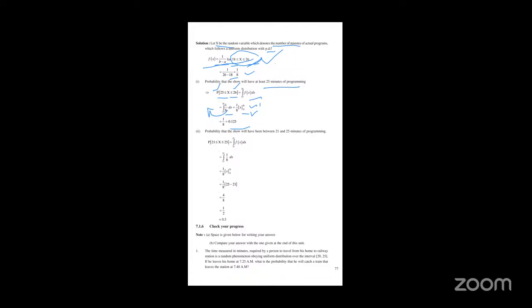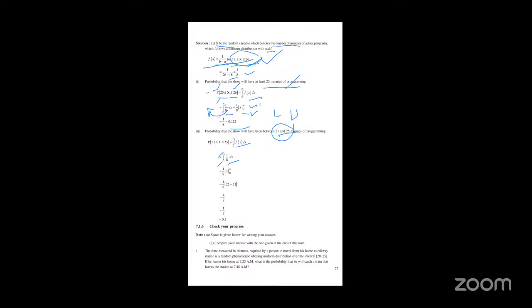At least 25 minutes. So what is the second question? The probability that the show will have between 21 and 25 minutes of programming. What is the probability of 21 to 25 minutes, if it is in between that? So what we need to take is this as a lower limit and this as the upper limit, right? Same thing as the previous one. In the place of 26 and 25, we'll substitute 25 and 21. For f of x we will substitute 1 by 8.